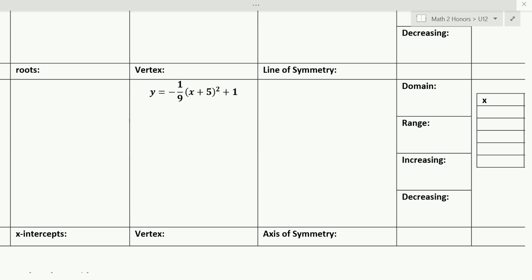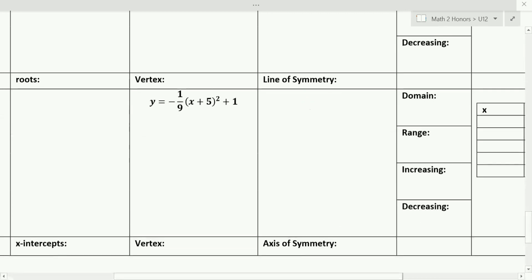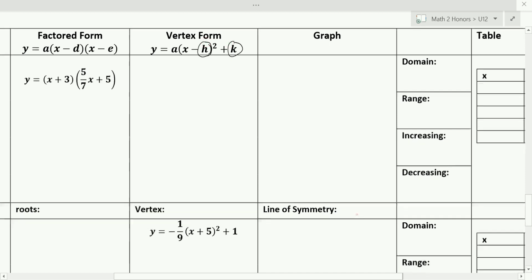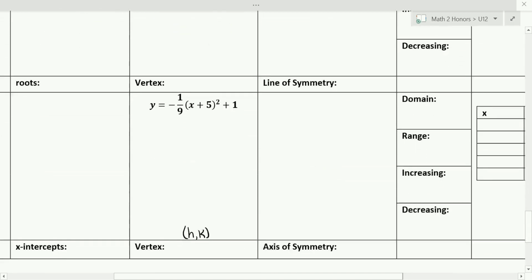So your vertex is going to be (h, k). Where that's helpful is if you look at our formula here, you can see where h is positioned and where k is positioned in that form. So now you're going to draw it out of this equation. It's going to be negative 5 because it's always the opposite of what's here. So negative 5, 1.